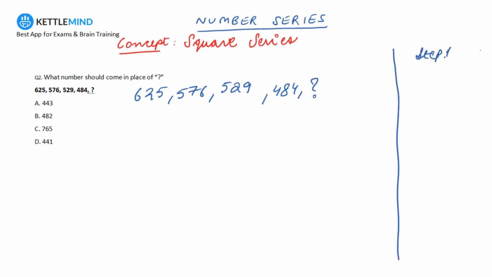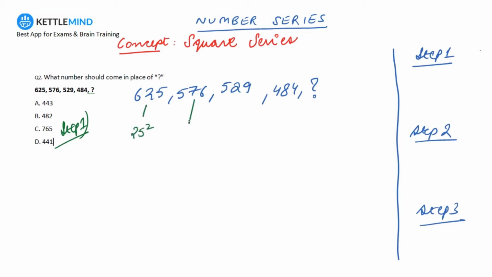So there are different steps that we follow. There are 3 steps: step 1, step 2, and step 3. I'm not writing it here, but we'll be following the same steps. So let's do step 1 first. We have to determine for which number these are the square of. So 625 is a square of 25, and 576 is a square of 24. 529 is a square of 23. Similarly, 484 is a square of 22. And now we have to evaluate this question mark.